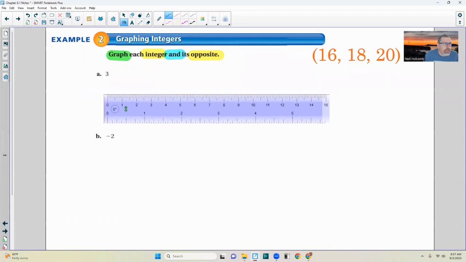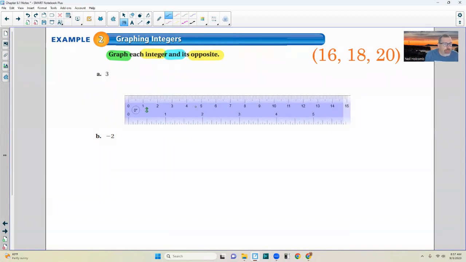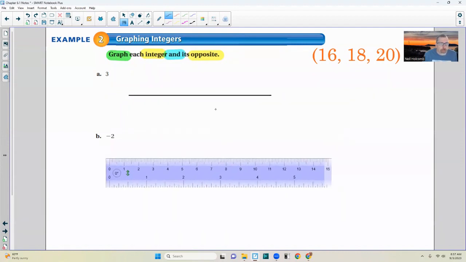I think it is really important in math to do stuff really neatly. In your list of things you need for class, your binder and everything, I asked that you had a ruler. So you draw a nice straight line with arrows at both ends, and we're going to put 0 in the middle. That's how you start this number line.